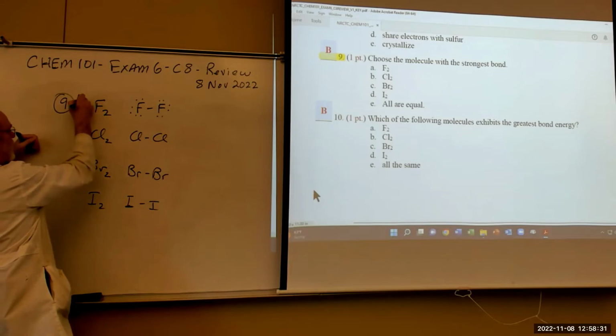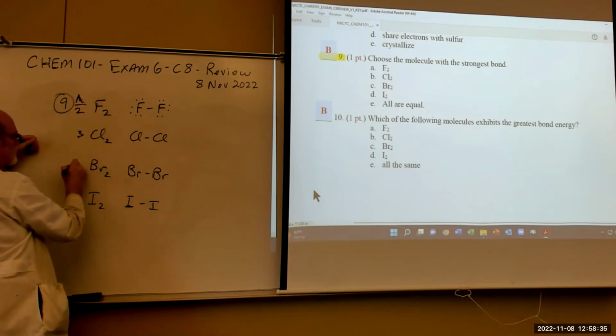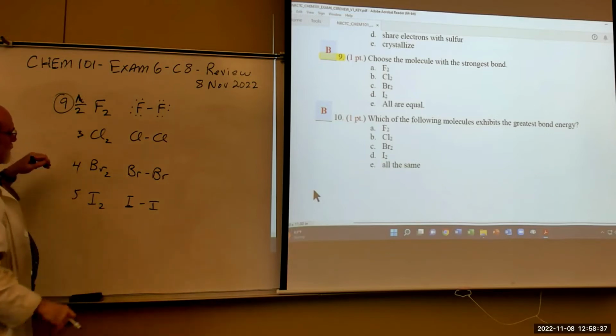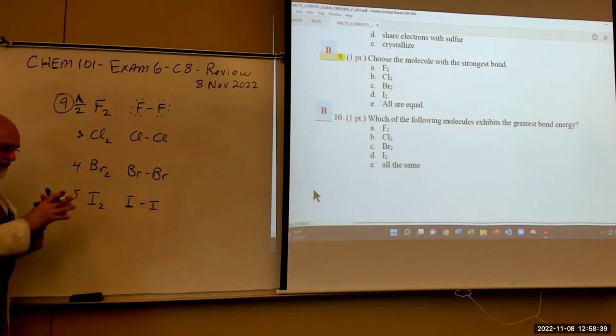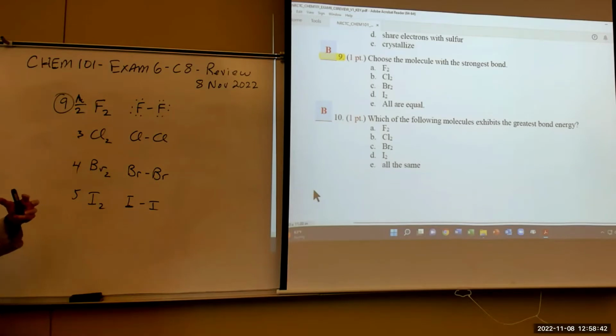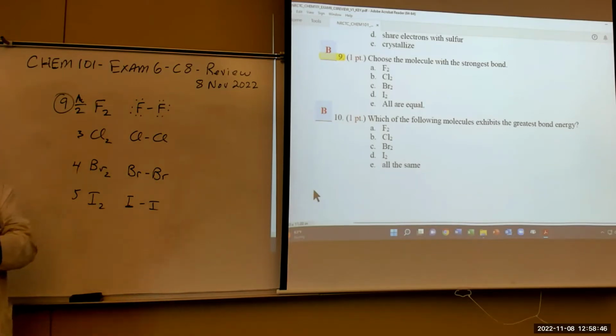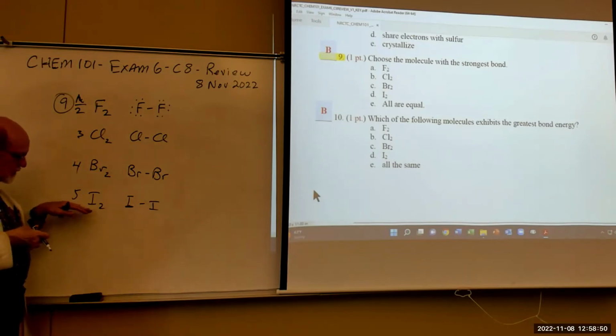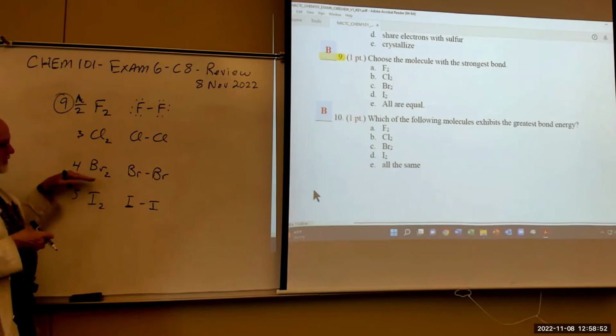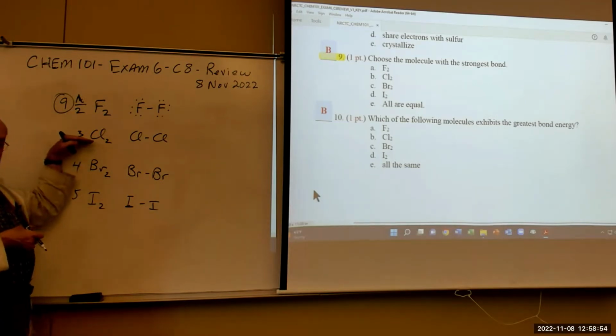This is N equals 2, 3, 4, 5. So what that means is the atoms are moving farther apart, and the overlap is not as complete. So you get, this is the weakest one. This is stronger. This is stronger.